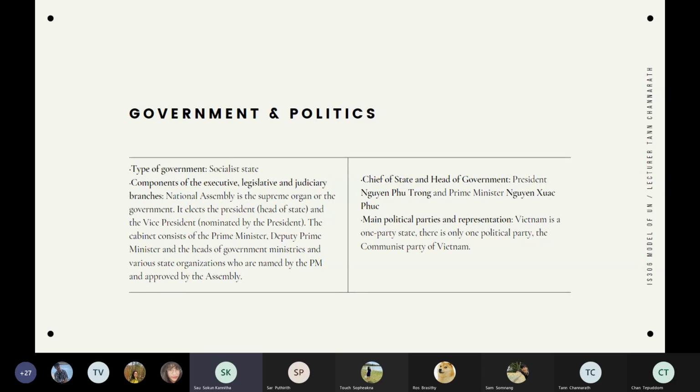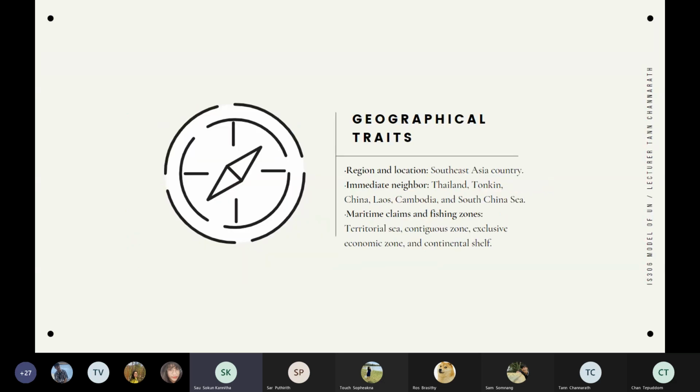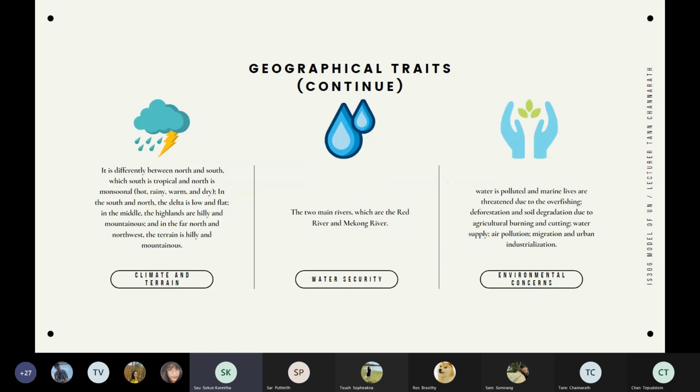The National Assembly is a Supreme Court, and it elects the president and the vice president. The cabinet consists of members that are named by the Prime Minister and approved by the Assembly. Next slide. As for its geographical traits, Vietnam is a country that is located in Southeast Asia, neighboring Cambodia, Thailand, China, and Laos, and it also has maritime claims. Next slide. And just like Cambodia, it's affected by monsoon seasons, which consist of hot, rainy, warm, and dry.